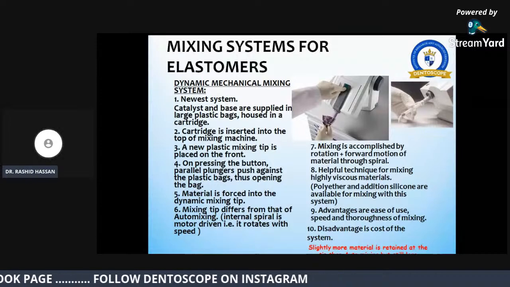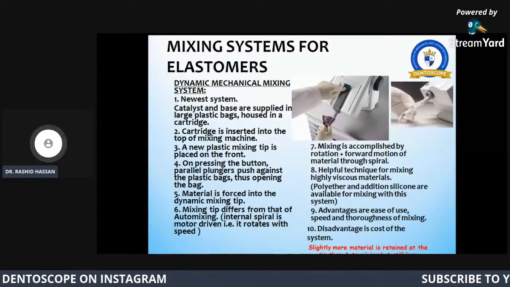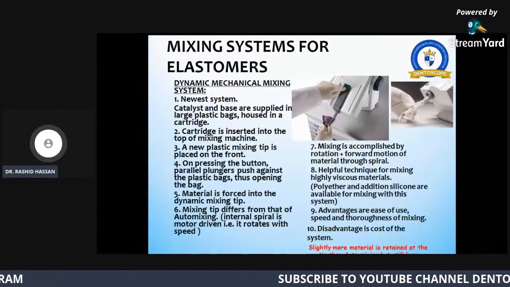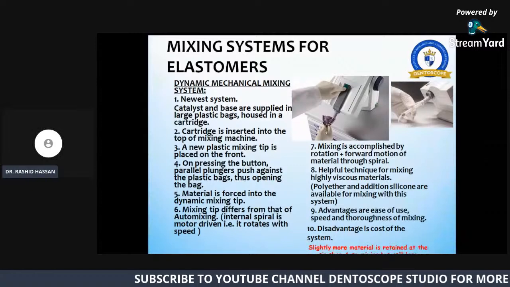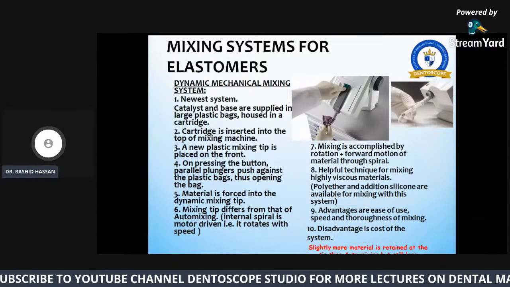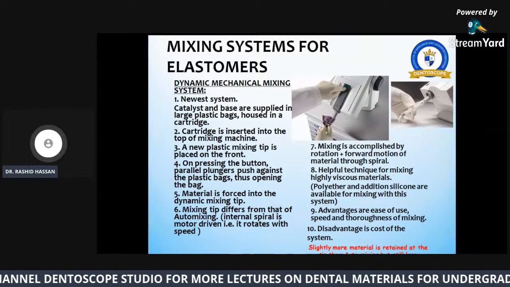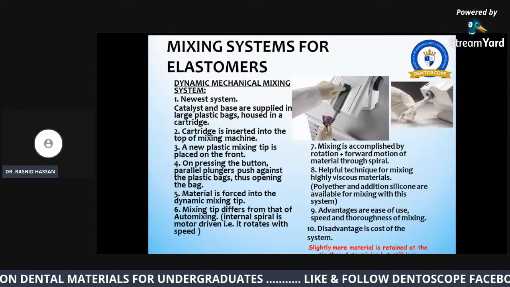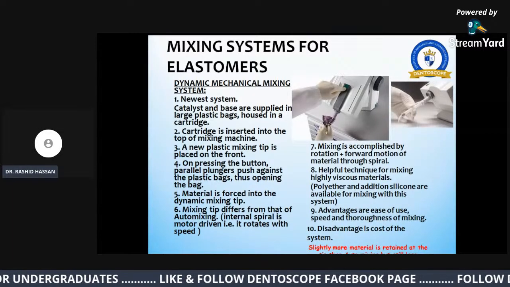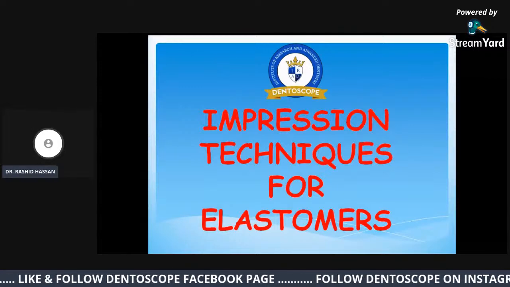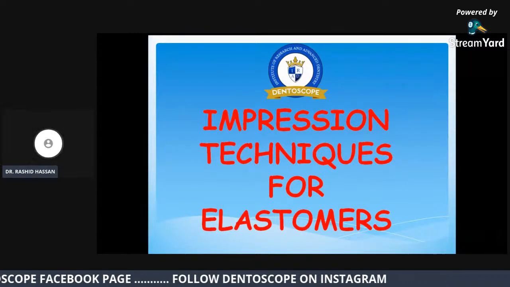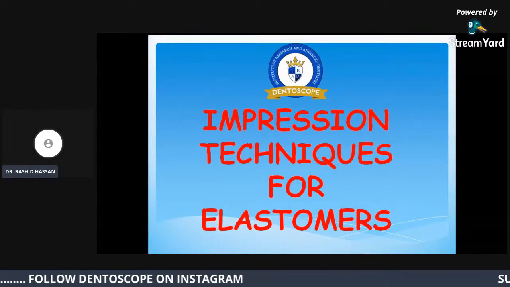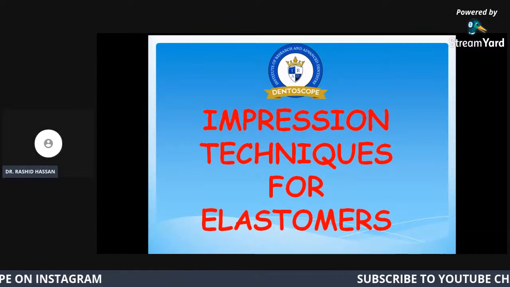The plungers which are present inside rotate as well as move forward, so we get a smooth creamy mixture. The advantage in this case is the thoroughness of the mixture, but the disadvantage is obviously the cost of this machine. So these were the three systems by which you can mix the elastomers. There is no fourth system, just these three systems.